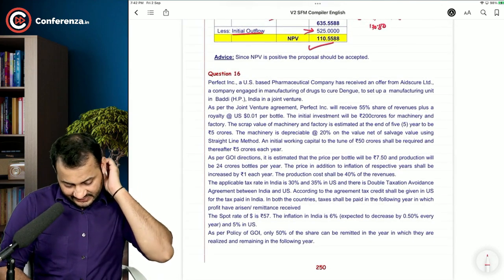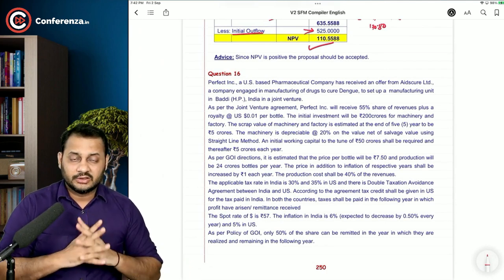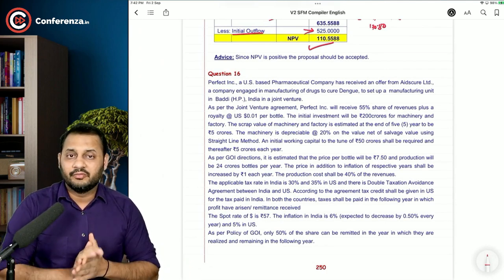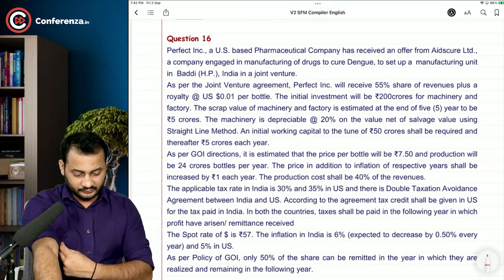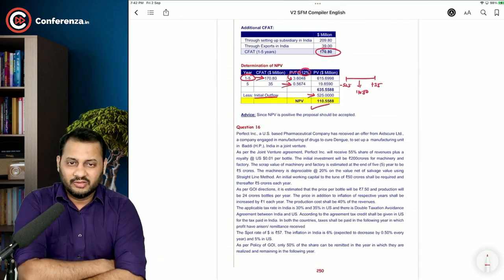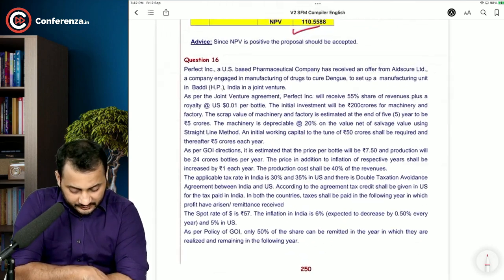Question number 16 is going to be the next question. 16, 17 and 18 are going to be a big one, so you need to be very careful with this. Have a look. Question number 16. I think till now all the questions were pretty manageable, not that difficult to understand. Now is the time to see what happens. Question number 16. Have a look.